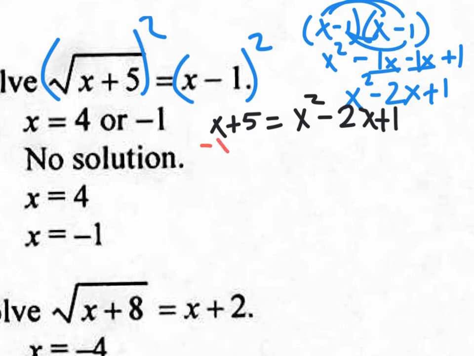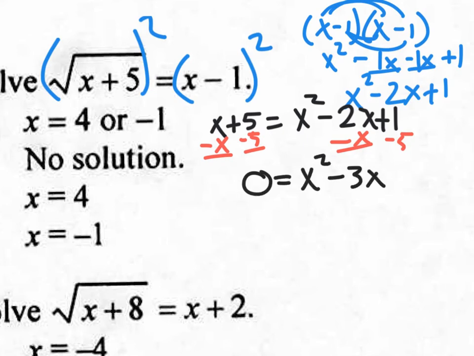I'm going to do 2 steps in one. I'm going to subtract x and subtract x, and I'm also going to subtract 5 and subtract 5. So my new quadratic trinomial equation will say 0 equals x squared minus 3x minus 4. Now, it doesn't matter if you have the equal 0 on this side or on this side. I like having it on the right side.